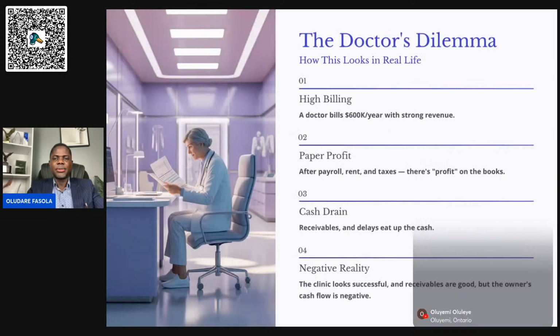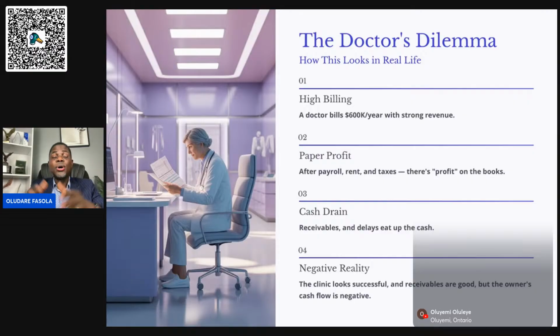All right, now let's look at the doctor, surgeon, and family physician's dilemma. How does this look in real life? Let's say a doctor bills $600,000 a year, which is very strong revenue. After payroll, rent, and taxes, there's profit on the books. Of course, they prepare your books of account: your gross earnings minus whatever expenses. It shows on paper that this company is profitable.